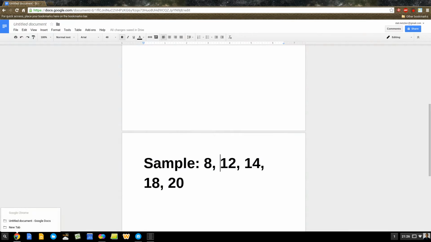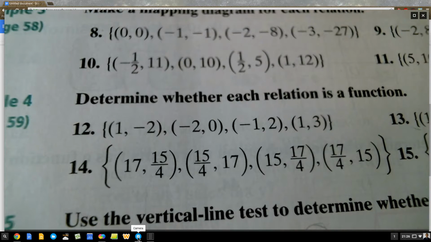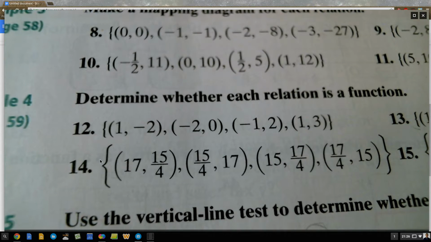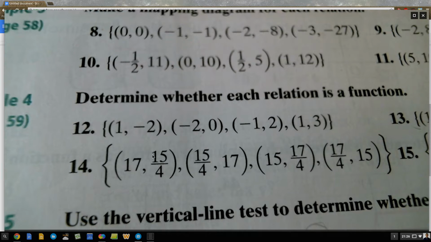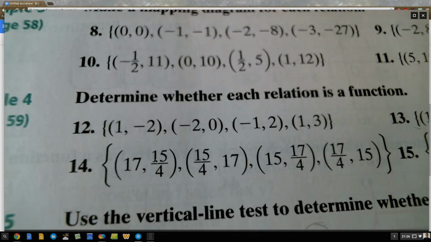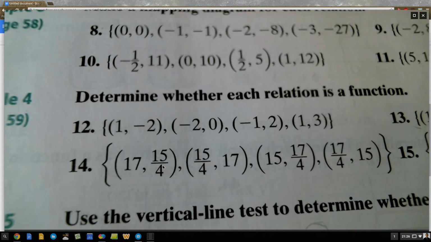Okay, so now let's go to number 14. Number 14, let's see what the question says. Number 14 again, determine whether each relation is a function. Okay, so we have these 4 pairs of coordinates. See if it's a function or not. 17 goes to 15 over 4. Okay, so we have an input 17 and it goes to an output 15 over 4. If it's a function, 17 can only go to 15 over 4. It cannot go to any other number. It cannot have any other number as an output besides 15 over 4.